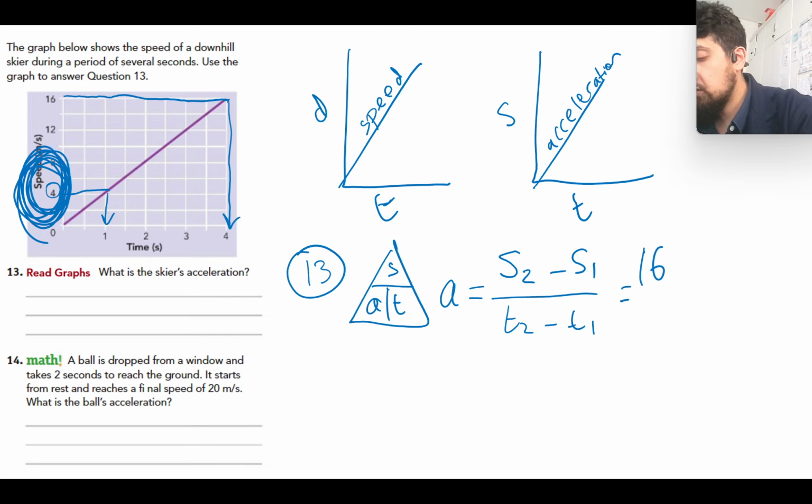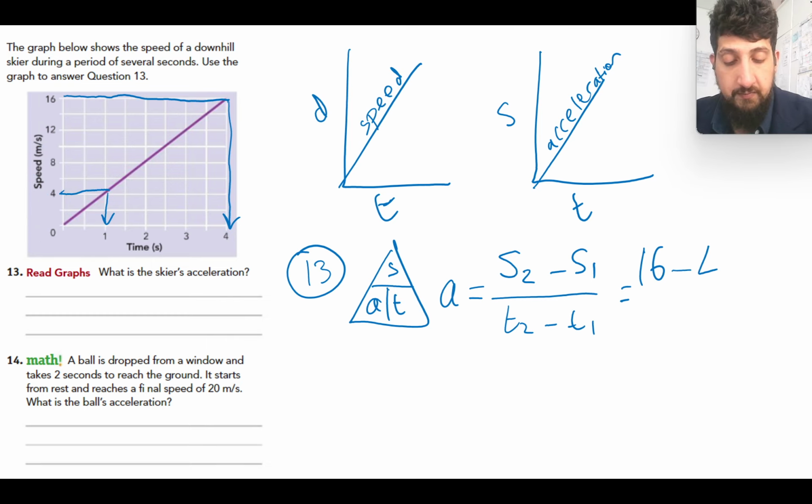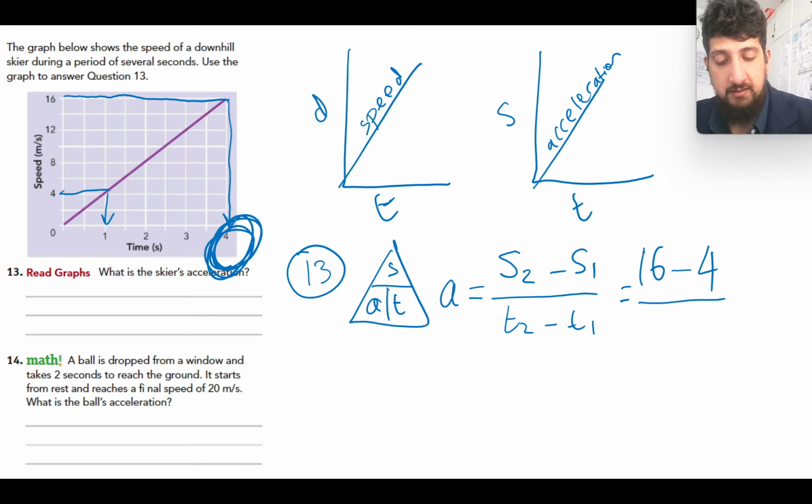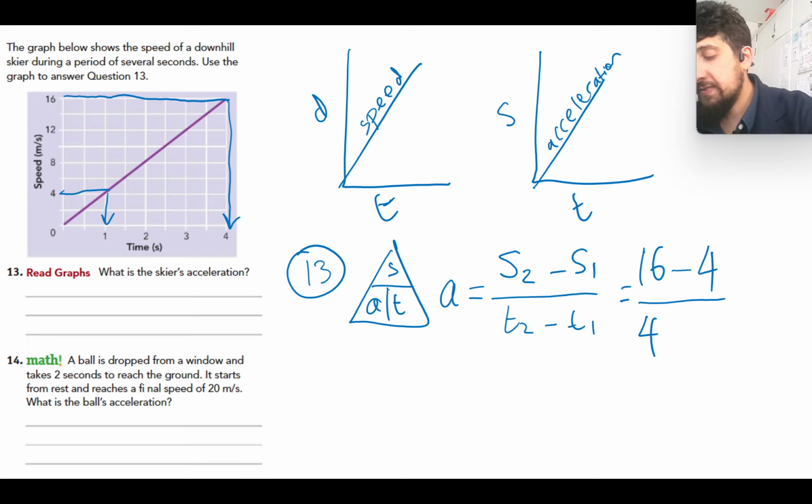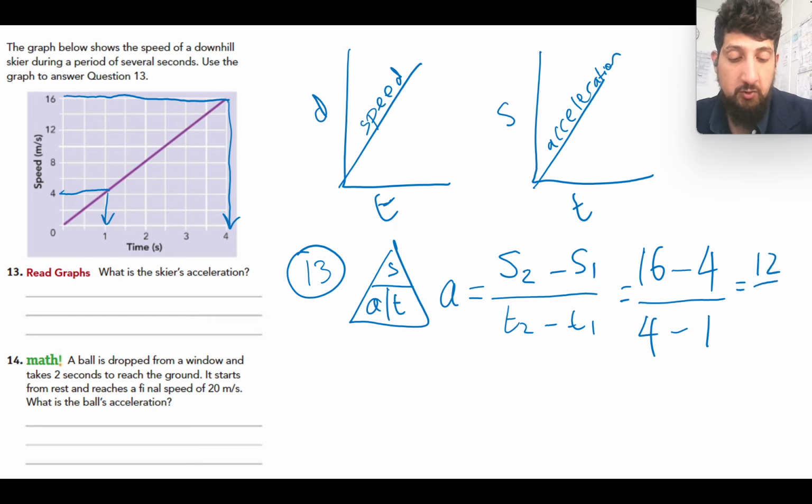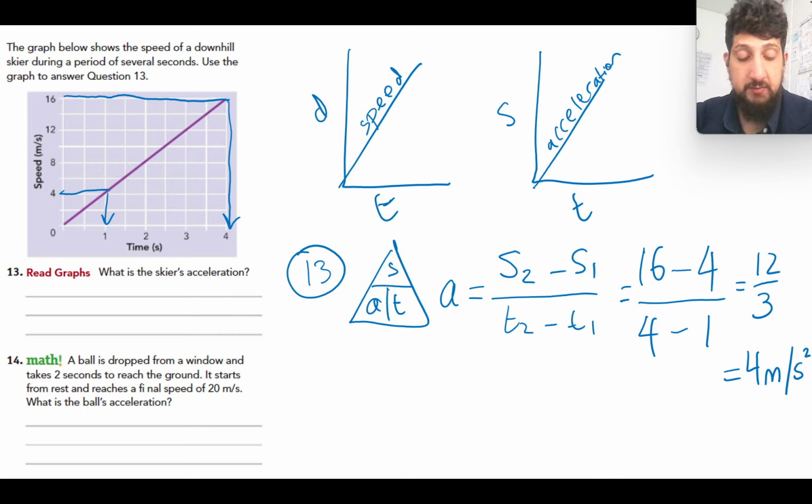Here it is, 4. And what's the time? Final time is 4 seconds. And the initial time this time is 1 second, because I chose it. I chose to not go to 0. So what that means is going to be 12 over 3, which is 4 meters per second squared. Don't forget the squared, because we're talking about acceleration. And that's the answer there.